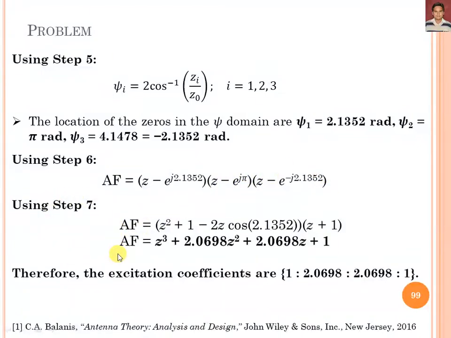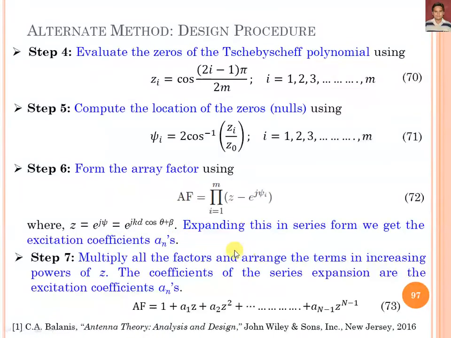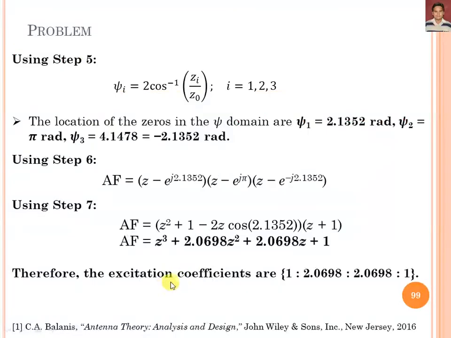In step 7 we calculate the array factor, and as you can see, we have to arrange it in increasing powers of z. Then we will get the array coefficients, which are this.